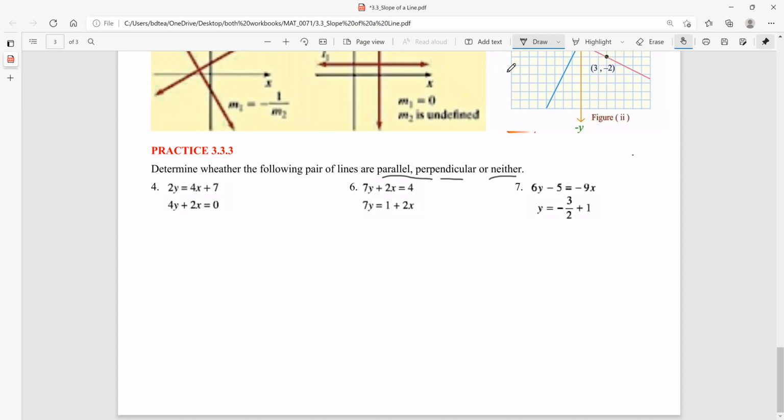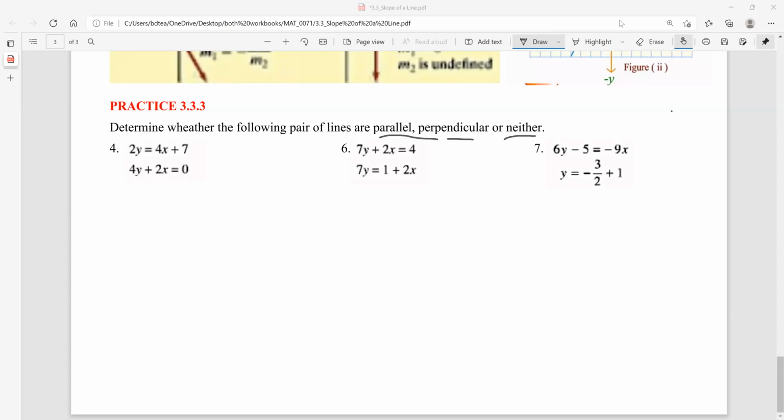All right, so let's look at here. In order to determine whether these lines are parallel, perpendicular, or neither, basically you just have to look at the slope. And in order to look at the slope, all you have to do is solve for y. We take the first equation, 2y equals 4x plus 7. Again, we're looking for the slope. Solving for y, we're dividing everything by 2. So here we have y equals 2x plus 7 halves.